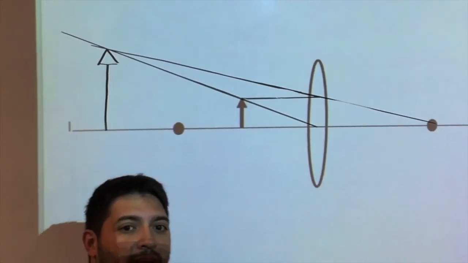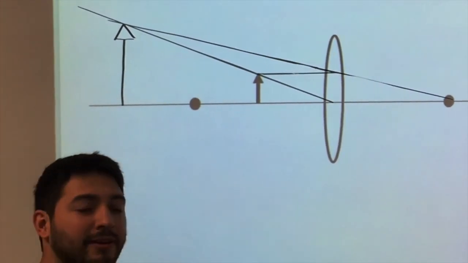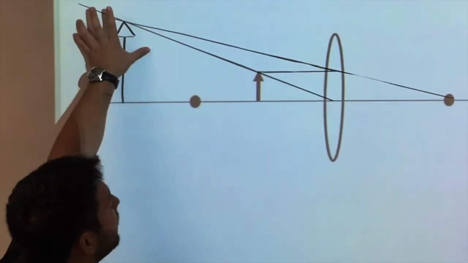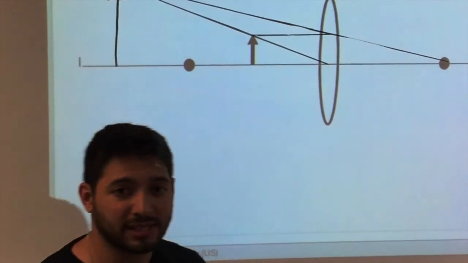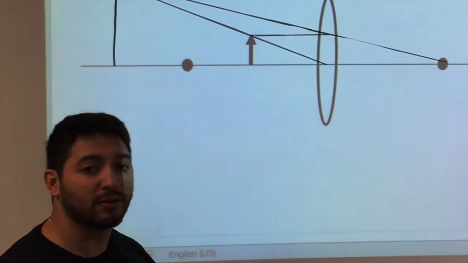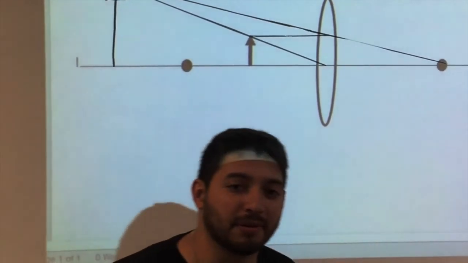So the question is, in relation to our object, is the image upright or inverted? Well, in this case, it's going to be upright, because inverted would be upside down. As far as size, is it bigger or smaller, magnified or reduced? Compared to our object, it is definitely going to be magnified.